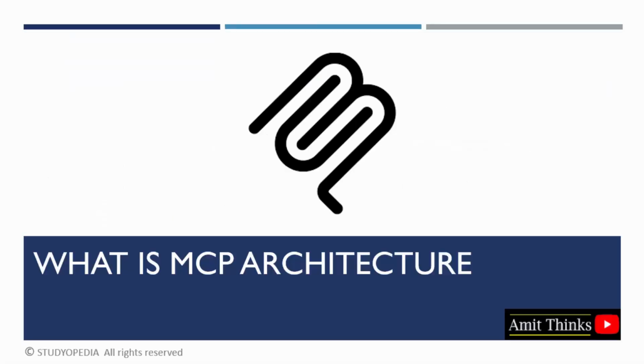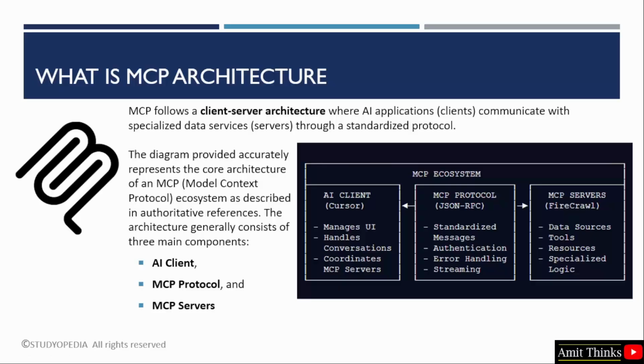In this lesson, we will understand the MCP architecture with its components. Let us start. The MCP is built on a client-server architecture, enabling seamless interaction between AI applications, which act as clients, and specialized data services that function as servers. This communication is facilitated through a standardized protocol ensuring consistency, reliability and interoperability across different systems. The architecture of MCP, as shown in the image, can be understood through three core components.